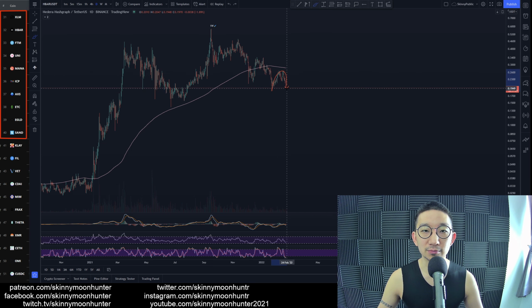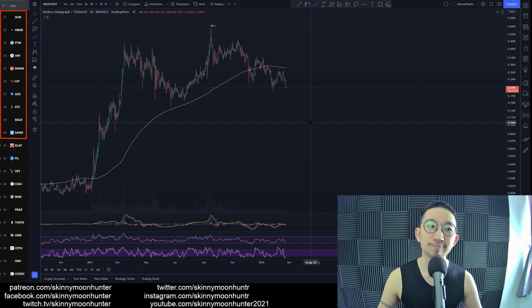Feels to me like already a complete mountain. Are we going to get mountain 2 and 3 and then hit lower? Yeah, potentially. So be careful about going into a trade too soon for HBAR.